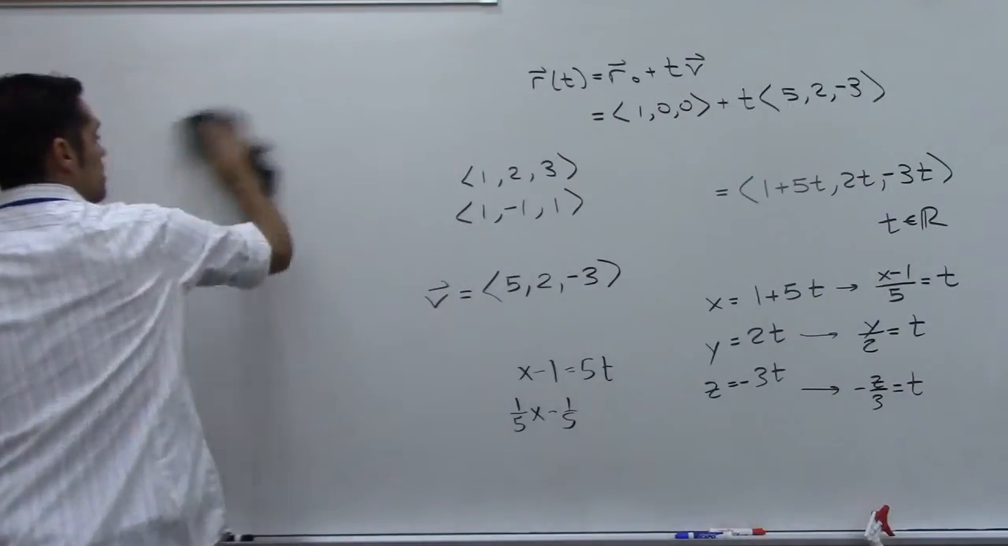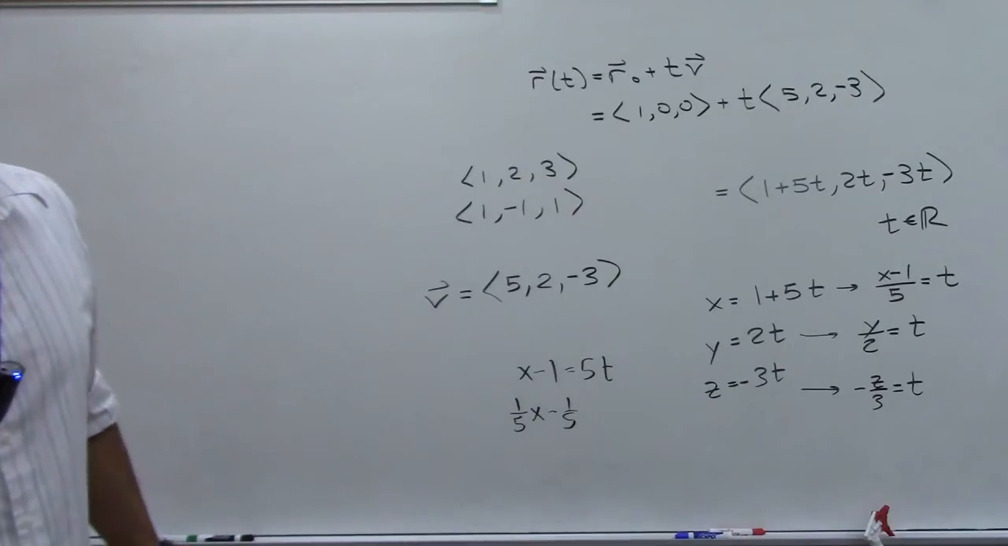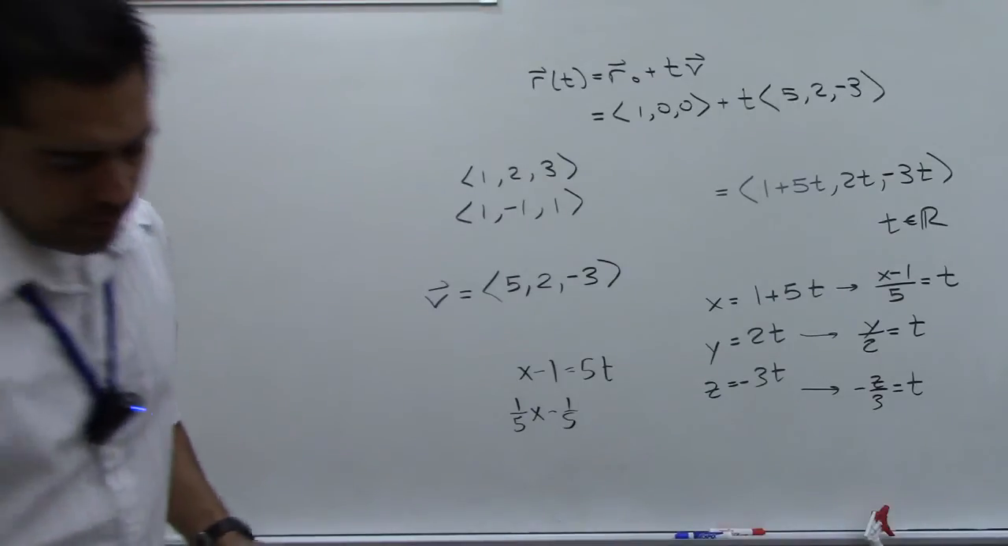All right, that's it for 10. How am I doing on time here? 45, so let's see what else I have to do.